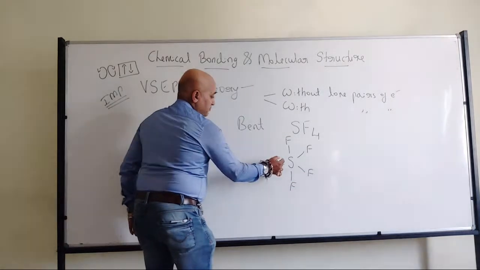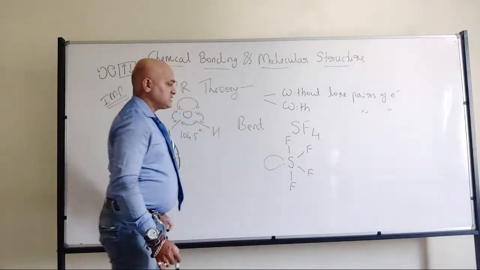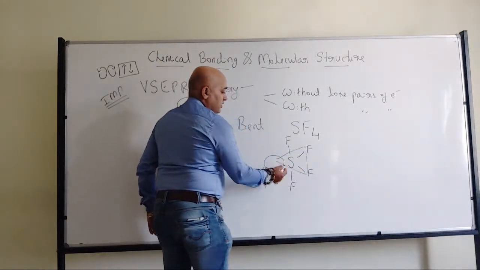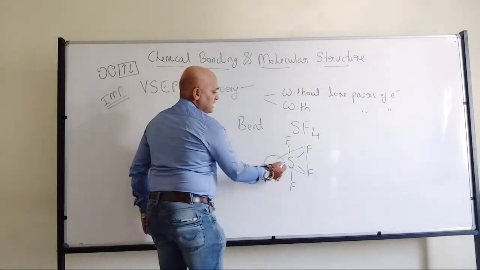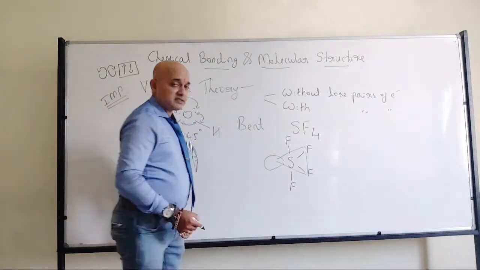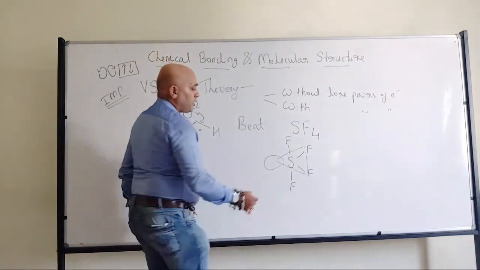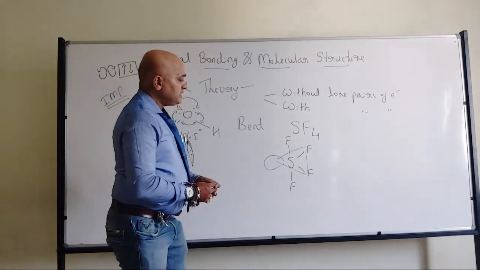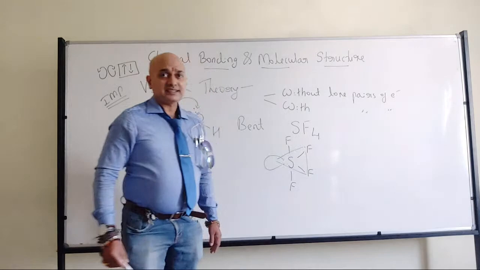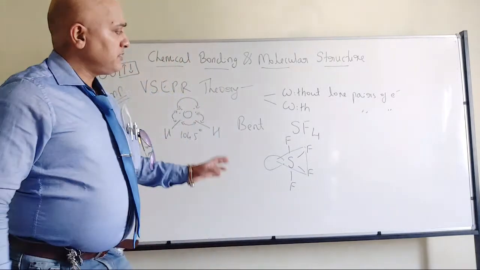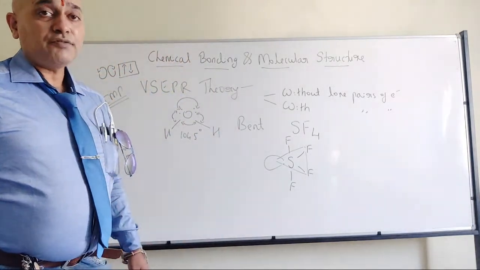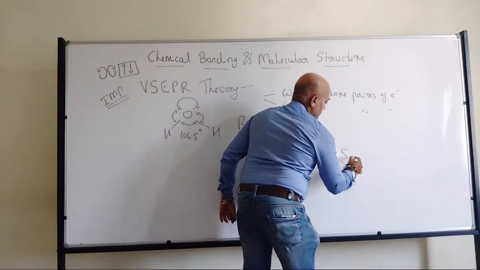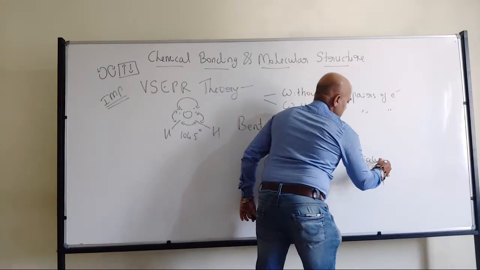So that means whatever orbital is due to the lone pair, it will be present in one plane, because lone pairs want to stay away from all the bonded pairs. They will be on one side, and all the bonded pairs will be on the other side. Therefore, this structure looks like a seesaw structure.